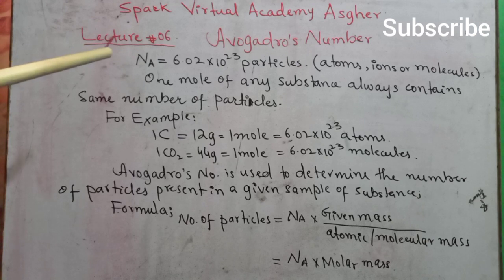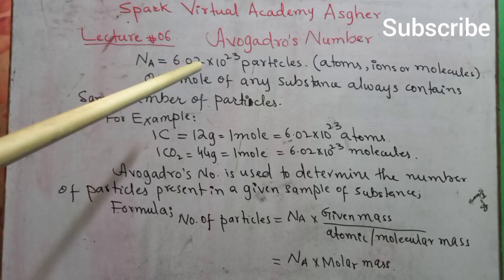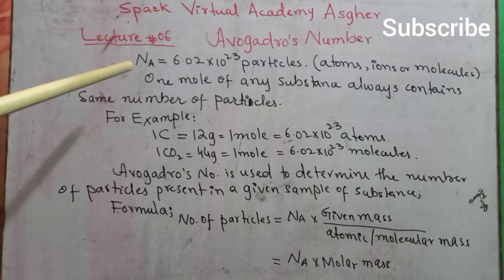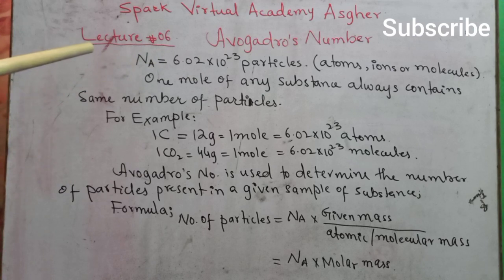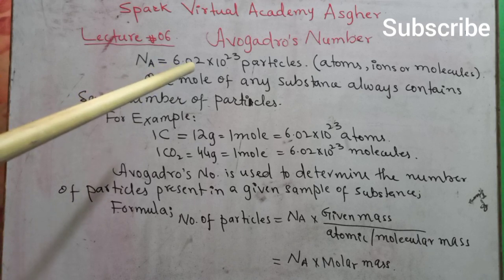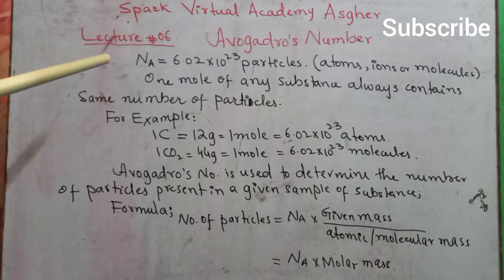Avogadro determined that 6.02 multiplied by 10 raised to power 23 particles are present in 1 mole of any substance. He declared that if we want to find out the number of particles present in 1 mole of any substance, it is 6.02 into 10 raised to power 23. It means 1 mole of any substance always contains the same number of particles, which is this common number.